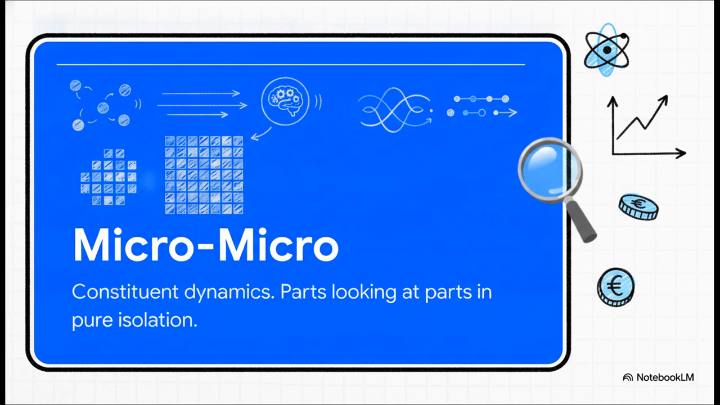Moving on to Section 2, the pure micro and macro, the on-diagonal extremes. Let's zoom in on that top left quadrant first. This is micro-micro, or constituent dynamics. We're talking pure reductionism here. This is where parts look at parts in complete isolation, ignoring the rest of the system entirely. Think of studying a single rational agent in economics, or zooming way in to look at the localized interactions of subatomic particles in quantum mechanics. It's incredibly valuable because it sets up our baseline mechanics. You literally cannot build the broader picture without first understanding these foundational pixels.